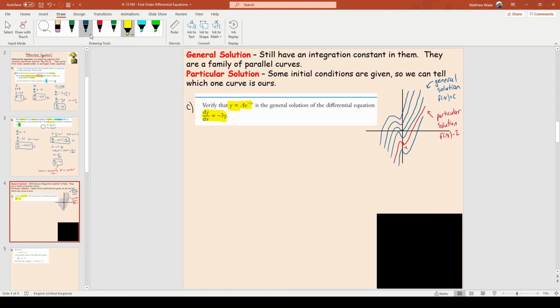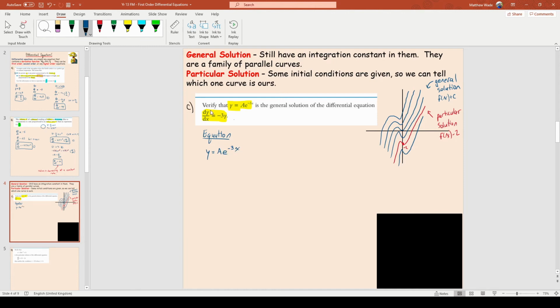Now, it's just verify, so you're just trying to show that they're equal. And differentiation is way easier than integration, right? So we're definitely going to start with this one, okay? So we're going to consider the equation, and we're just going to see that one can become the other. That's all we're trying to show. So here we go. y equals a e to the minus 3x.